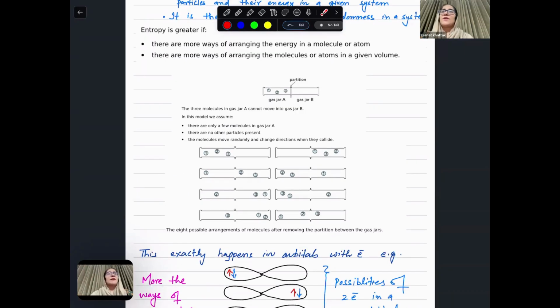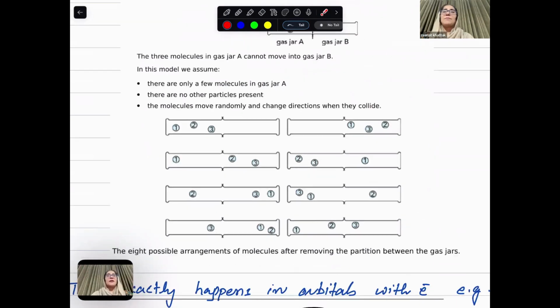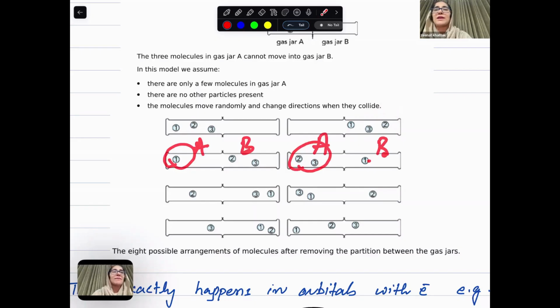See, if you see this example, this is jar A, this is jar B. So there are two positions, two places, but three particles. Right? If I remove this partition, all three in jar A, and second possibility, all three in jar B, one in A and 2, 3 in B, or 2, 3 in A and 1 in B. Next, 2 in A and 3, 1 in B.